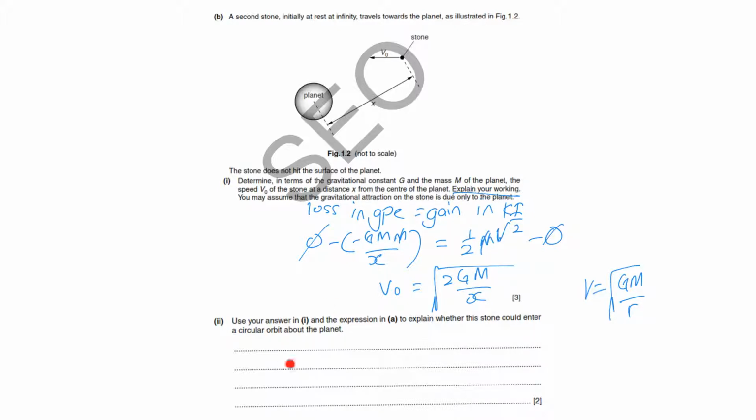So because they say use the answer from part A, you must say that the speed of the stone is greater than the speed of orbit. That's 1 mark. Now what will happen to the stone? The planet will try to pull the stone towards itself, but the gravitational force is not enough. So it will spiral slowly out of orbit. It will go further and further away. So you say the speed of the stone is greater than the speed of orbit, therefore the stone will slowly spiral out of orbit.